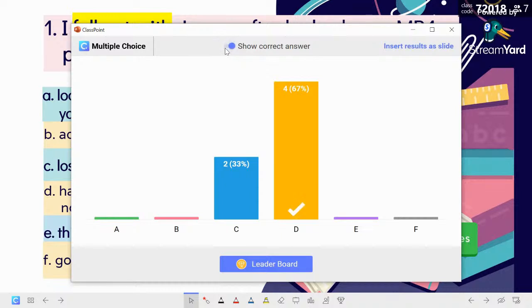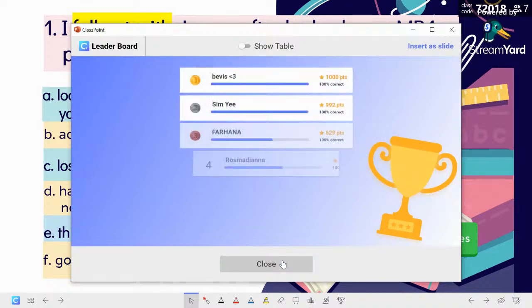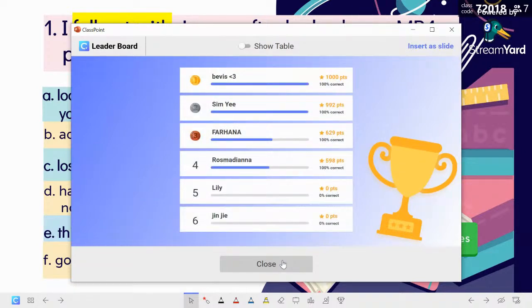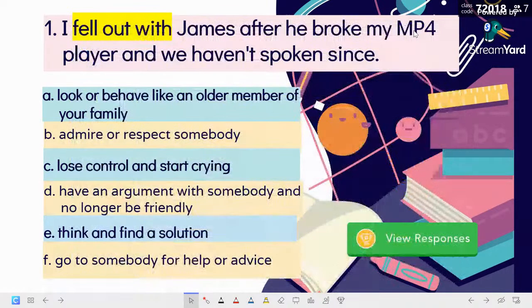Okay, let's see. All right, the correct one will be the... Okay, why you answer C? After I'll look at it. Okay, so Bevis is leading. Next, Simi, Fahana, Rosmadiana. Okay, so let's see.